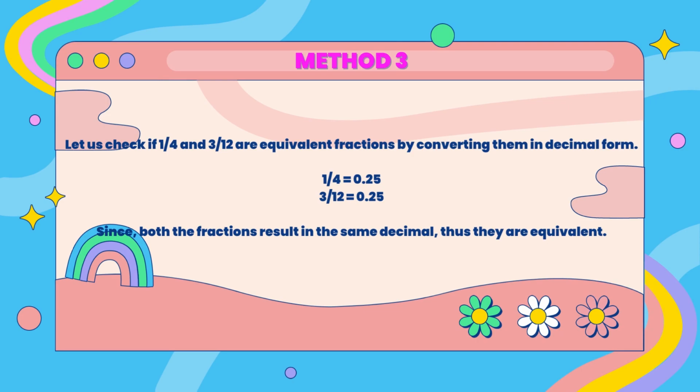Last but not least, method 3. If two fractions are given, we can simply find their decimals to check if they are equivalent fractions. Let us check if a quarter and 3 over 12 are equivalent fractions by converting them into decimal form. A quarter is equal to 0.25, 3 over 12 is equal to 0.25. Since both fractions result in the same decimal, they are equivalent.